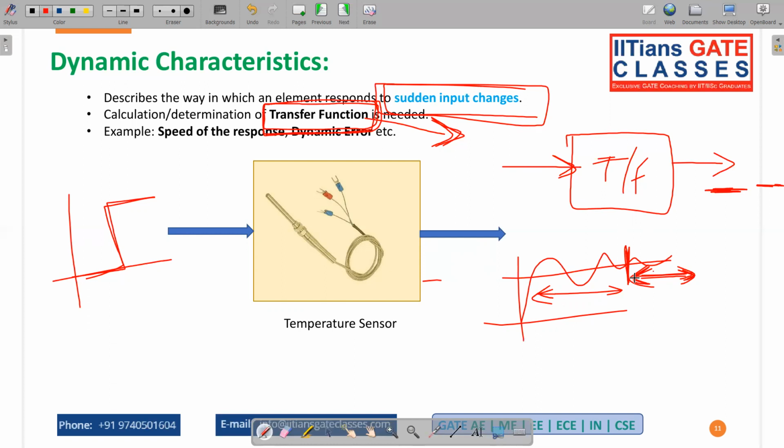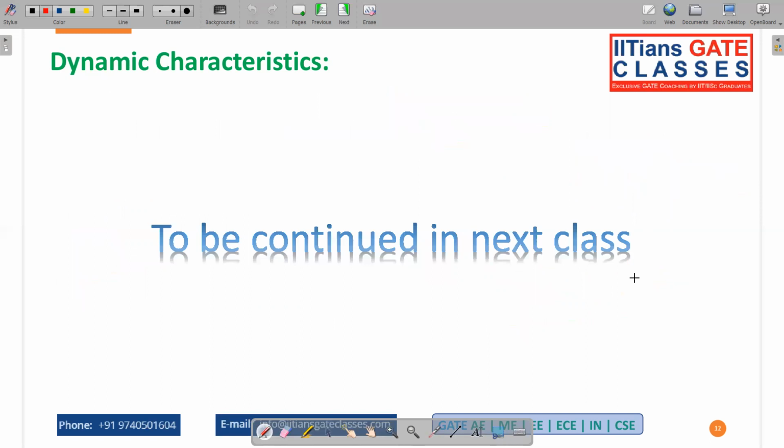So in the next lecture, we will take first order instruments, second order instruments, and then we will apply different types of inputs to calculate our dynamic characteristics, right? We will apply step input, impulse input, and sinusoidal input to calculate our output. First, we will model the particular sensor in terms of a first order or second order instrument, like in which category it falls, correct? Okay, so on this note, we are ending today's lecture. Dynamic characteristics we will continue in the next class.